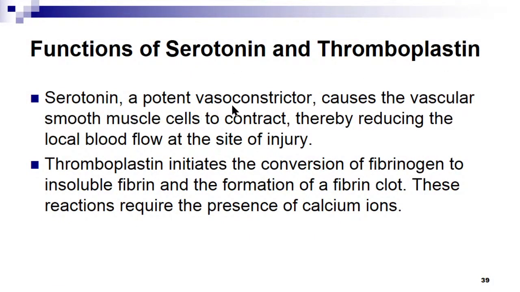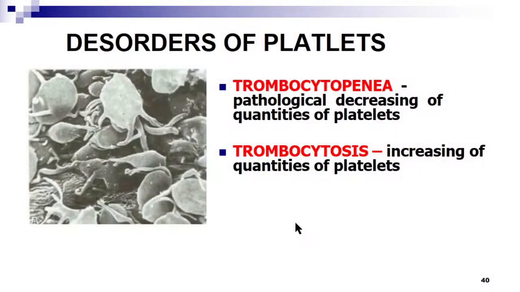Serotonin, a potent vascular constrictor, vasoconstrictor, causes the vascular smooth muscle cells to contract, greatly reducing the local blood flow at the site of injury. Thromboplastin initiates the conversion of fibrinogen to insoluble fibrin. It's a very important role after the calcium ion waves initiate this process, and the formation of the fibrin clot. This reaction requires the presence of calcium ions, of course.